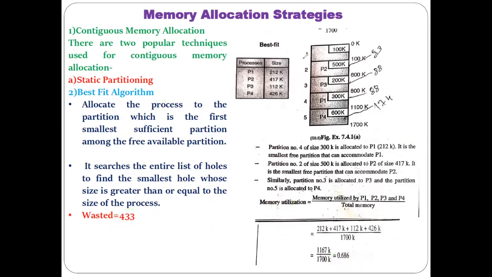I hope you have understood the best fit algorithm, using which we can choose the particular partition for the particular process within a memory. Here we allocate the process to the first smallest sufficient partition among the free available partitions. The operating system searches the entire list of holes, blocks or partitions to find the smallest hole whose size is greater than or equal to the size of the process. The wasted space is less compared with the first fit, which is why it is better than the previous first fit strategy.